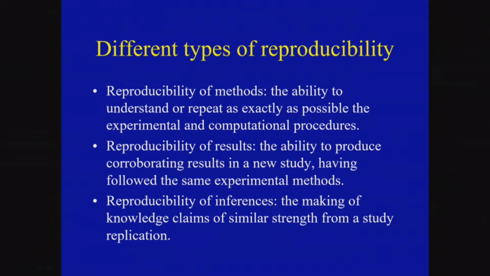There are basically three major types of reproducibility: reproducibility of methods, of results, and of inferences. Reproducibility of methods means that you have some software, some script, and some data, and if you mix them together, you expect to get the same result.